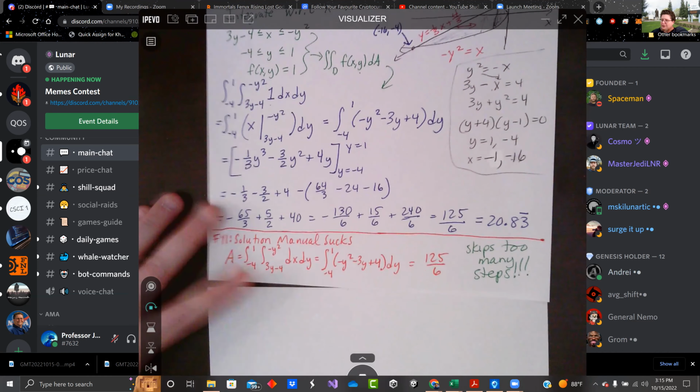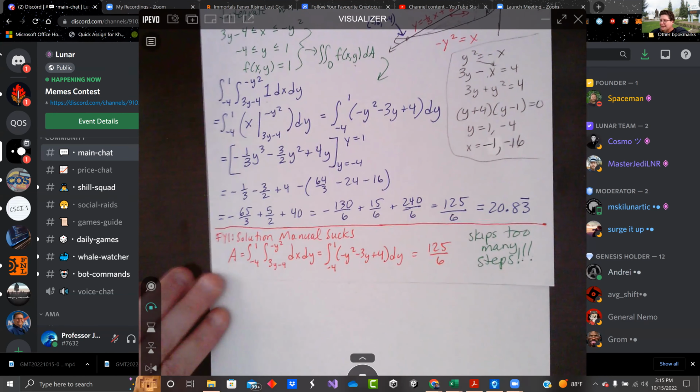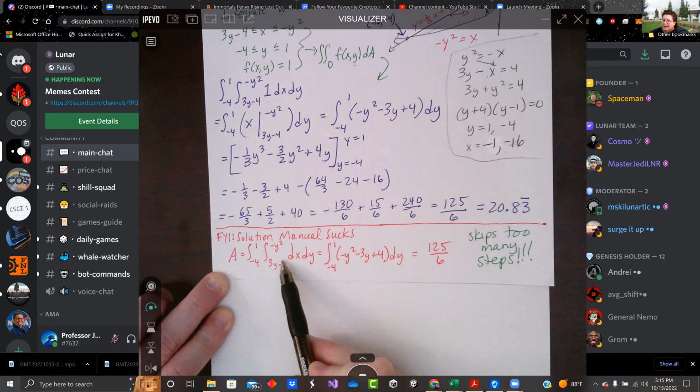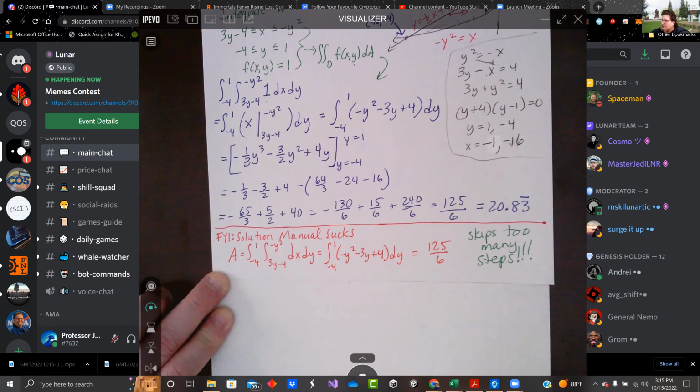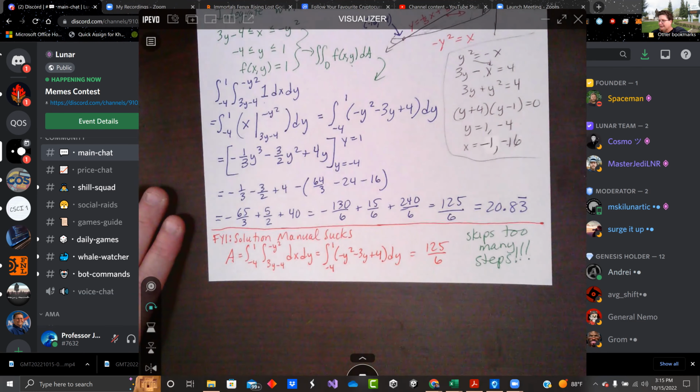FYI, if you look in the solution manual for this, it's not good. This is all it has. It says A equals this. It doesn't explain where it got f of x y equals 1. It just jumps straight to the answer. It skips too many steps. The solution manual isn't everything.